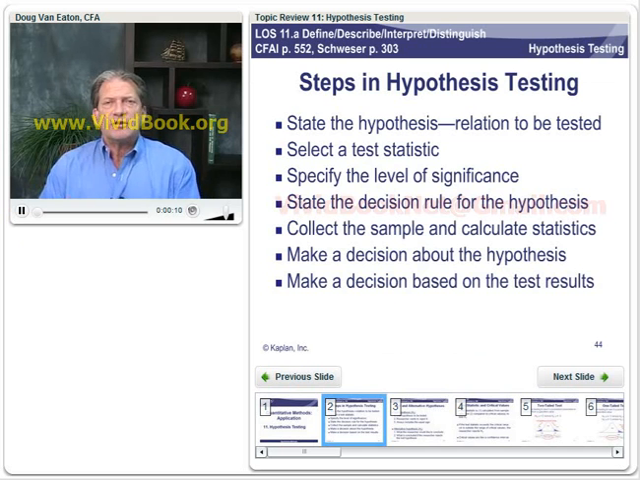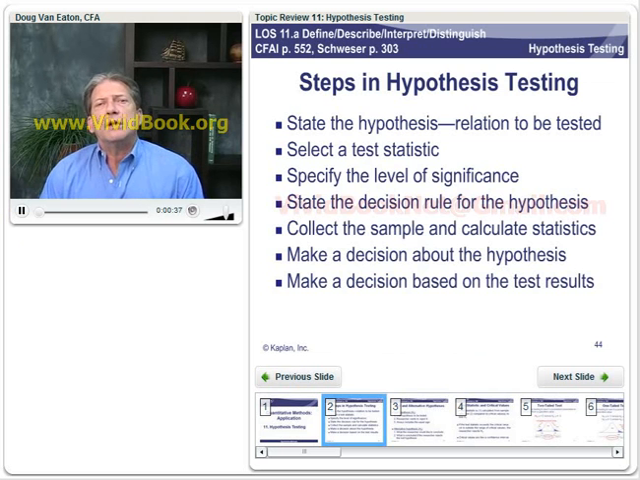First, we've got to state our hypothesis, our relation that we're going to test. Then we have to select some sort of test statistic. What are we going to calculate in order to perform this test? We need to specify the level of significance. We'll talk more about that. And then state the decision rule for the hypothesis. That is, if the test statistic is greater than this number right here, we're going to reject our null hypothesis.